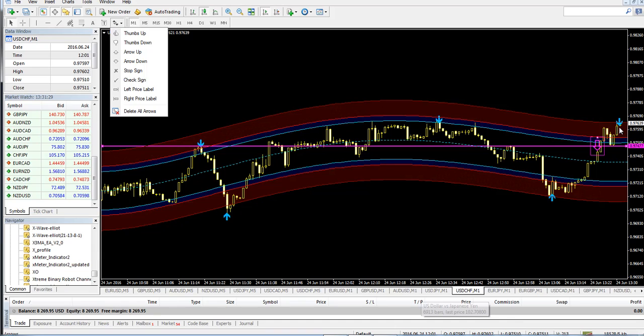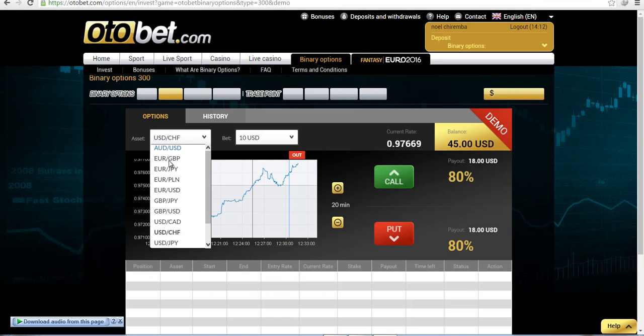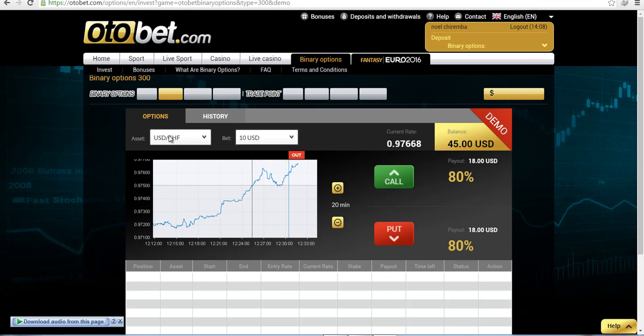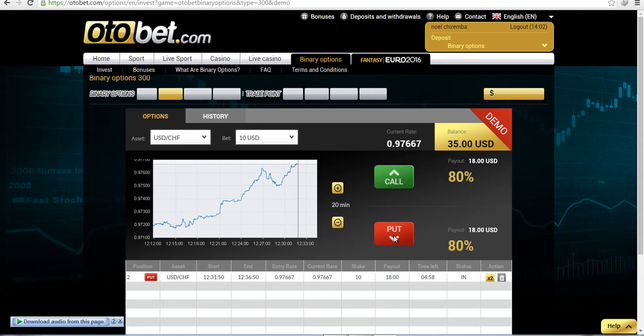I'll do a martingale, and for me to be able to do martingale, the price has to go back to the red zone. This is the zone, it's already in the red zone. So what I will just do is go to the trade. This was what, USD CHF. Okay, I'll put $10 this time, and I'll place a put. I'll wait for 5 minutes again.